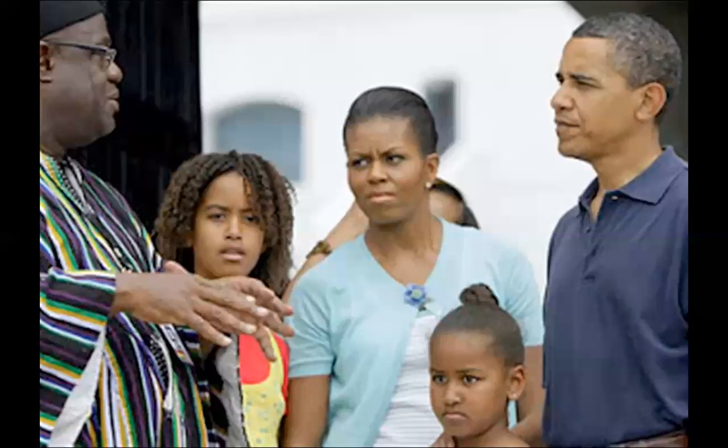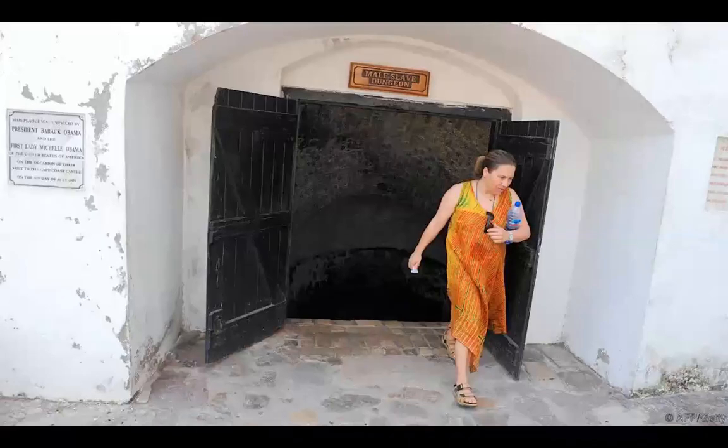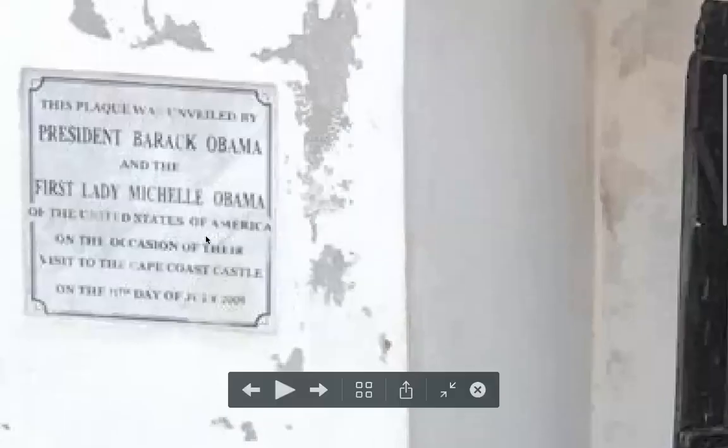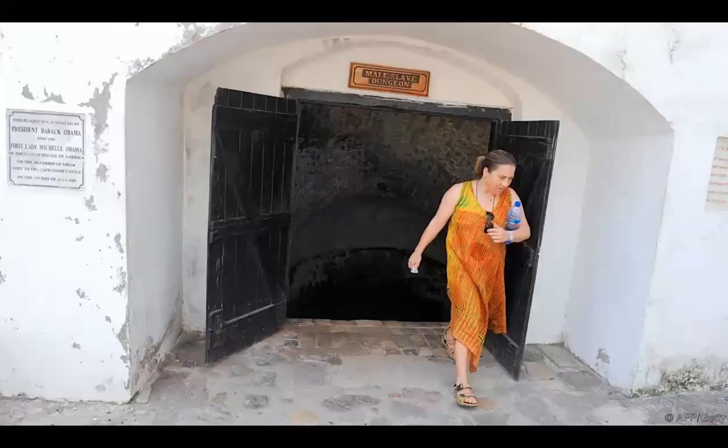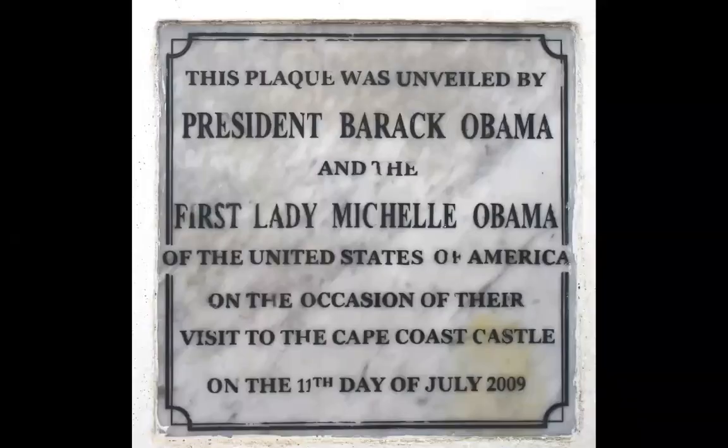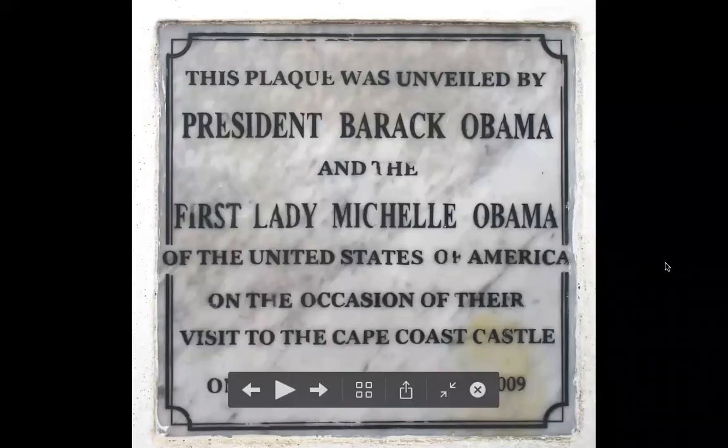So here's again the Obama family, 2009, being told about the history of people from here, both the slave holders as well as those in slavery. And there's a commemorative plaque here about the Obamas visiting. So there we go, 2009.